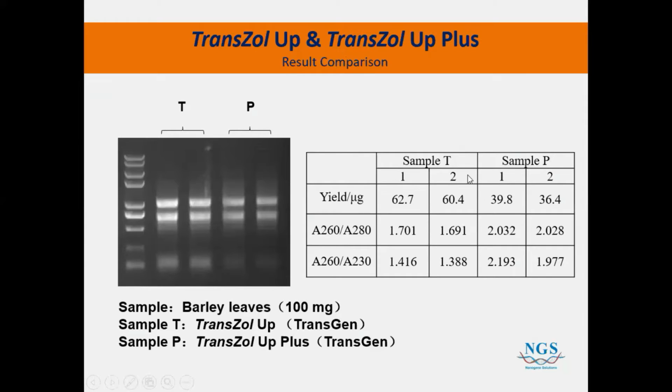Here is sample T. Sample T is using Transo Up, while sample P is using Transo Up Plus. The Transo Up is without spin column, and Transo Up Plus is with the spin column. So as you can see, the yield of Transo Up is definitely higher because it doesn't go through the spin column. But from here, you can see that Transo Up Plus provides very good quality of RNA with higher purity. So this is what we actually want.